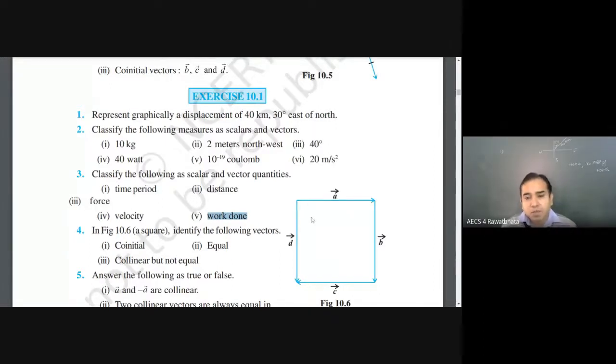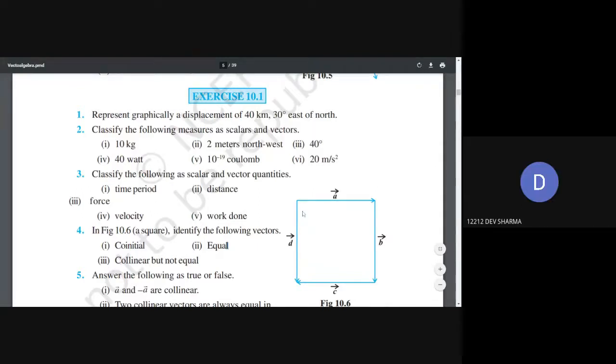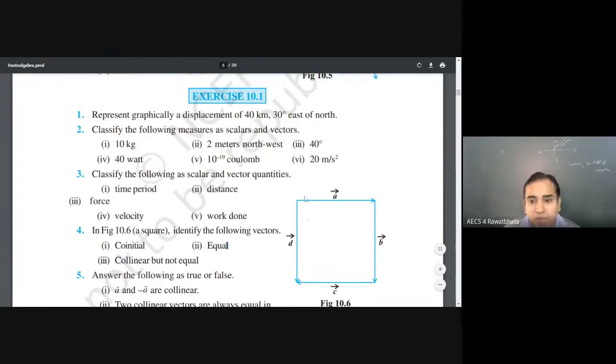Fourth question is that one figure is given. I hope it is visible to you. They are asking to identify the following vectors. Co-initial we discussed. Equal vectors will be those vectors which have same direction and same magnitude. So can you tell me which are two co-initial vectors in this given figure? A and D. They are co-initial.